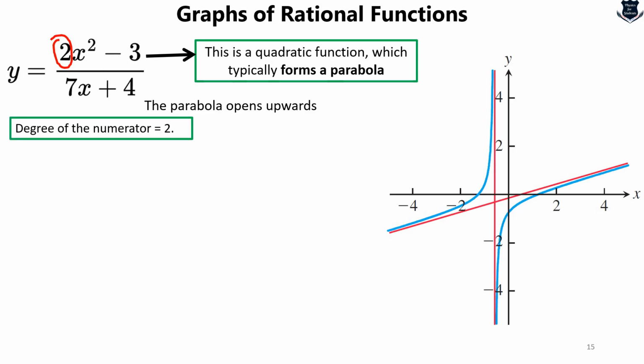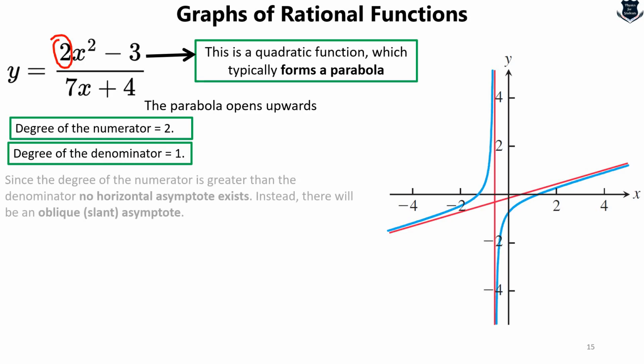So if I take the degree of the numerator, as you can see, is 2, and the degree of the denominator has got nothing, that means it is equal to 1. So if I take the degree of the numerator as 2 and the degree of the denominator as 1, since the degree of the numerator, that is 2, is greater than the denominator, that means no horizontal asymptote exists. This is important.